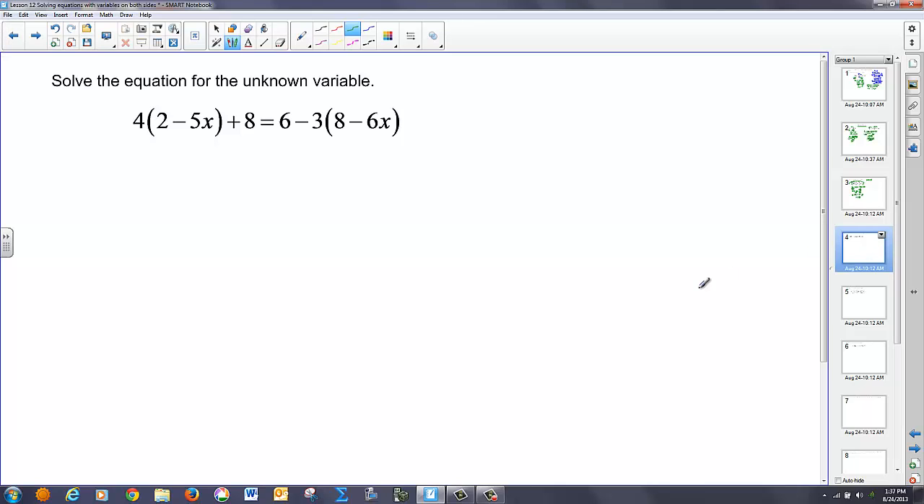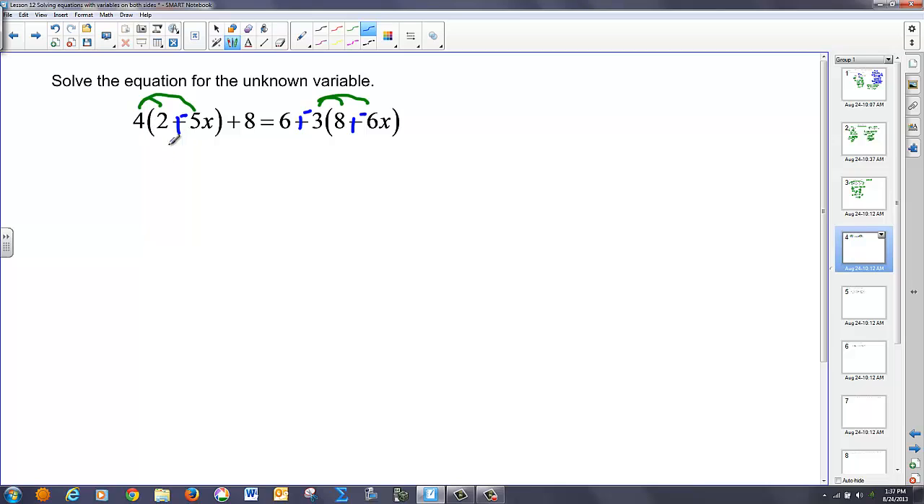Let's go through another example. So I have two distributions I have to make here. And you'll notice I have lots of subtractions. When I have subtractions, at least early in algebra, I like to say, well, subtraction is the same as adding the opposite. So I'm going to make all my subtractions adding the opposite of the term next to it.